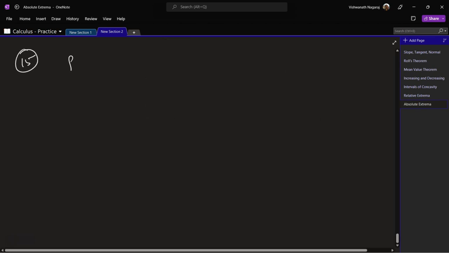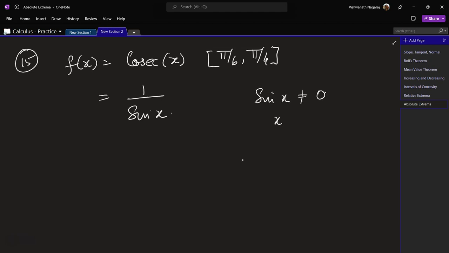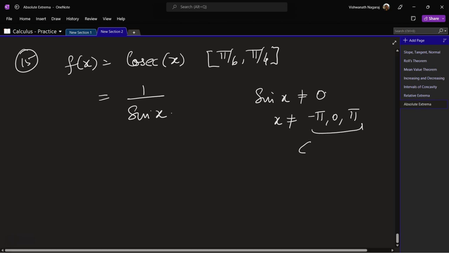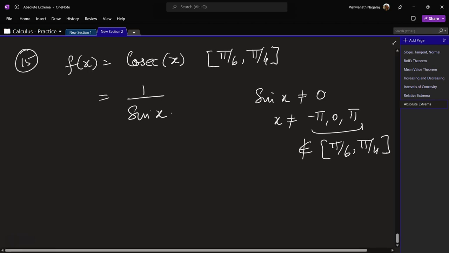15th one. f of x is equal to cosec x in the interval pi by 6 and pi by 4. Now this can be written as 1 by sine x. So since it is in the denominator, sine x cannot be equal to 0, which means x cannot be equal to minus pi, 0 and pi. None of these belong to the interval pi by 6 and pi by 4. Right? So we are safe.